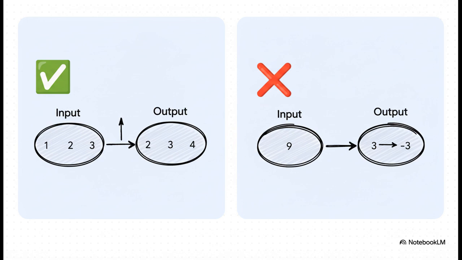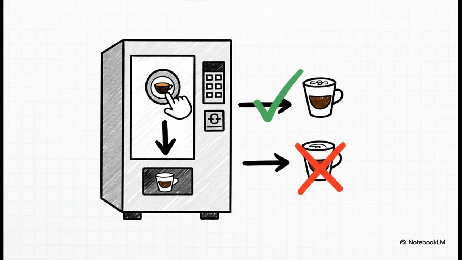Game over. Here's a really great way to think about it. A function is like a perfect vending machine. You press the button for espresso, you always get an espresso. You never ever get a latte by mistake. If you press that button and sometimes a latte came out, well, that machine would be broken, right? It wouldn't be functioning properly. It wouldn't be a function.